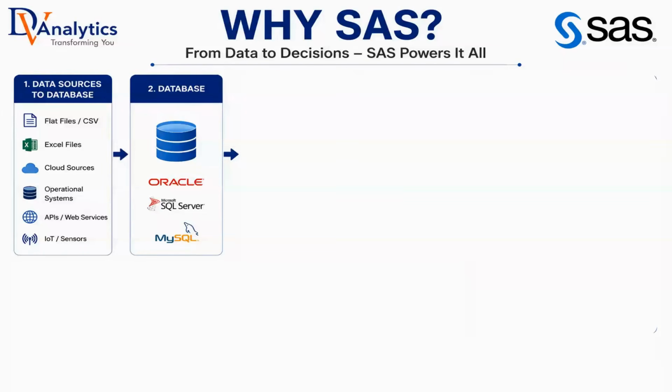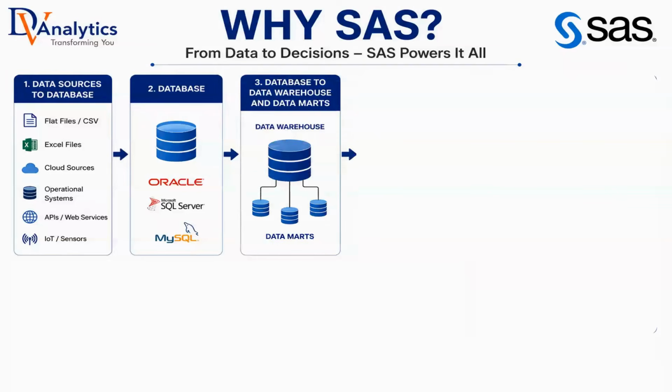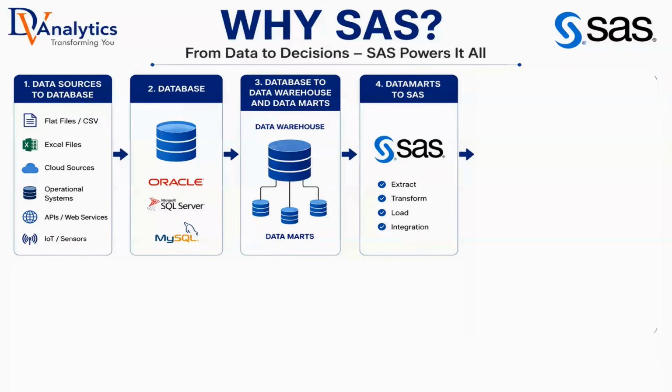Could be Oracle, could be SQL Server, could be MySQL Server. Now this data is stored in the database. From the database, it goes to the data warehouse where it creates departmental data marts. That data is connected to SAS. SAS does extraction, transformation, loading, and integration of these multiple sources of information.